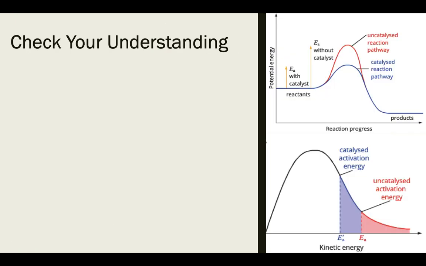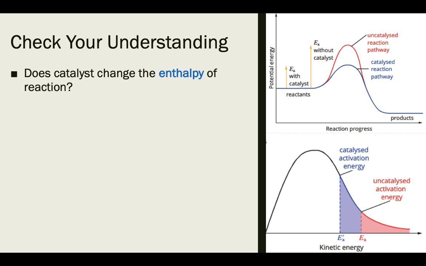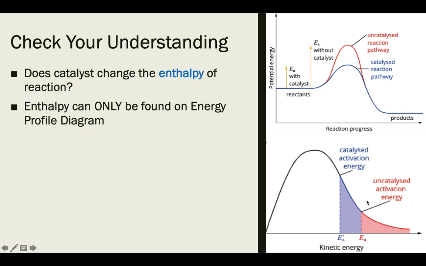Lastly, I have two questions to ask you. First of all, does a catalyst change the enthalpy of the reaction? Well, we can't really read enthalpy from the Maxwell-Boltzmann distribution curve. Enthalpy can only be found on the energy profile diagram, which is the one here. So has the catalyst changed the enthalpy? Where is enthalpy on the diagram? It's here. Right? So you can see that the catalyst has lowered the activation energy, but it has done nothing to change the energy difference between reactants and products. So no, a catalyst will not change the enthalpy of a reaction.